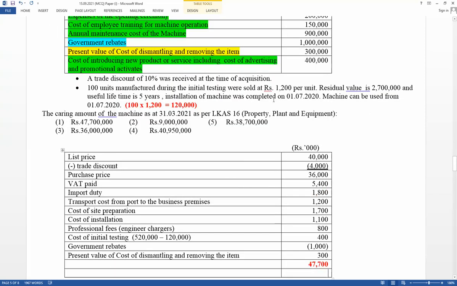Residual value is also given. Think, installation was completed on 1st July 2020. Therefore, depreciation should be calculated from this date. The end of the accounting period is 31st March 2021. Therefore, this machine was used during the accounting period for only 9 months. Depreciation should be calculated only for 9 months. Residual value is given, and they ask for the carrying amount.